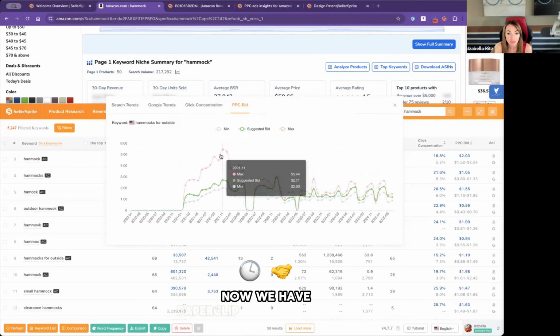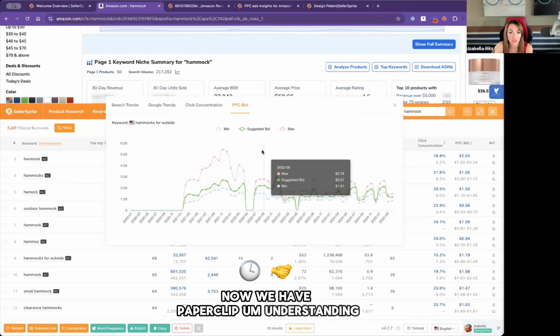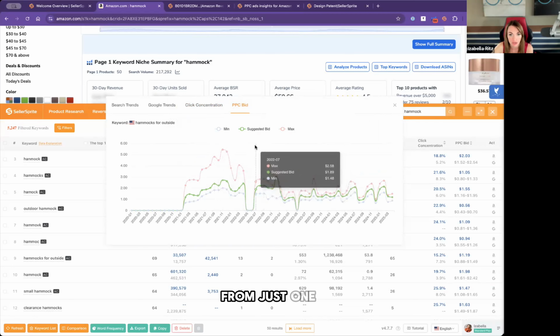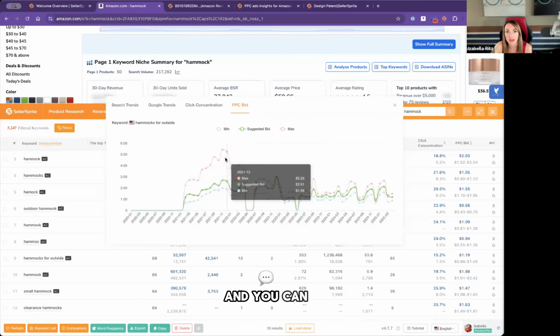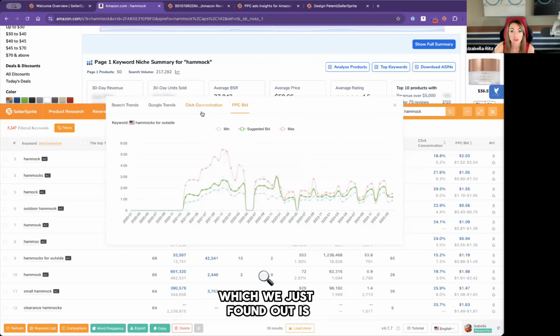Now, we have pay-per-click understanding here as well, and you can see it all from just one app. And PPC bid goes from 1.82 to 4.48. And you can ask me, so how is this even useful, right? So what perspective can I have? If the conversion rate of your listing, which we just found out is an average 10%, you can do the math. How many clicks do you need to convert one sale? And if the price, which we've been looking at, like $179 or $89, makes sense and keeps you profitable. And if it's not, then it's probably a product you should not be looking at.